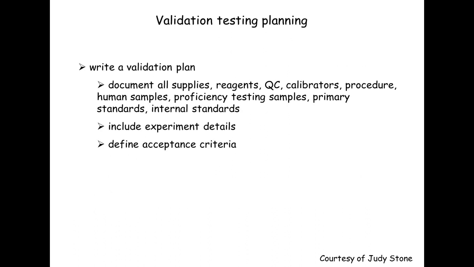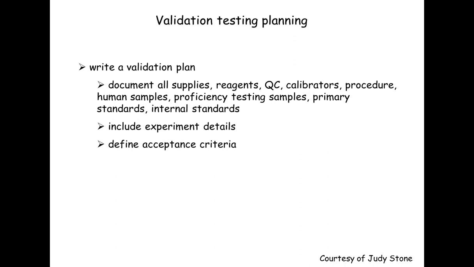So the first thing I would recommend is to actually write a validation plan. In this plan, it's good to document all your supplies that you're going to use, the reagents, your quality control material, your calibrators. It's a good idea to have a procedure written at this point. Although, remember, you can also stop your validation if it doesn't look good and go back to the method development part and then start your validation again. So you can tweak these things.